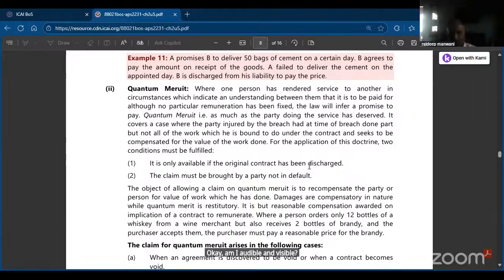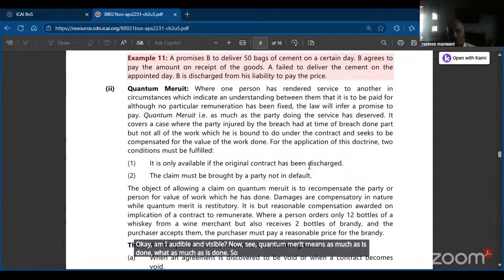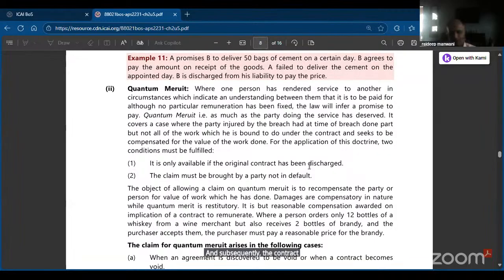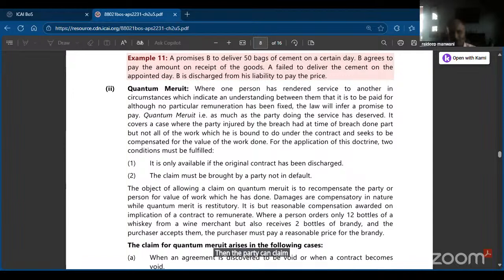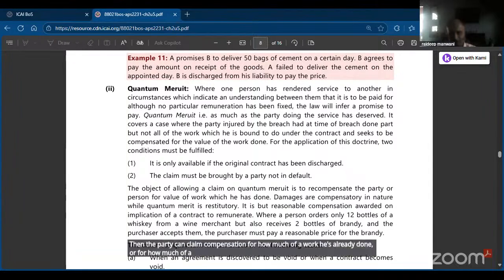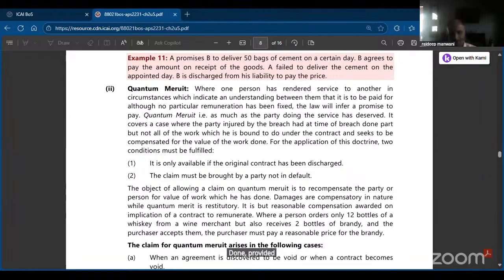Yes, sir. Now, see, quantum meruit means as much as is done. So if a person does some work regarding a contract and subsequently the contract gets cancelled or repudiated or it is impossible to perform the contract, then the party can claim compensation for how much of the work he's already done, provided two conditions are satisfied. Just read those two conditions.